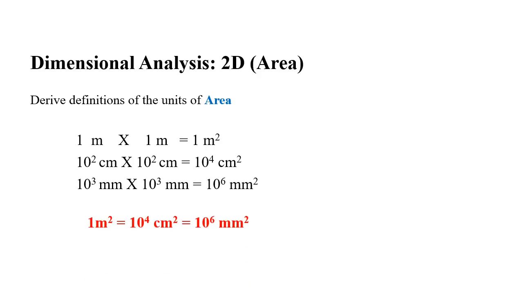It is very easy now to define the relationships of units of area, and that is 1 meter squared is actually equal to 10,000 centimeters squared, which is equal to a million millimeters squared. And you can continue with the other prefixes. Okay, centimeter, millimeter, micrometer, nanometer, megameter, whatever. You can continue and find all those definitions of the units of area.